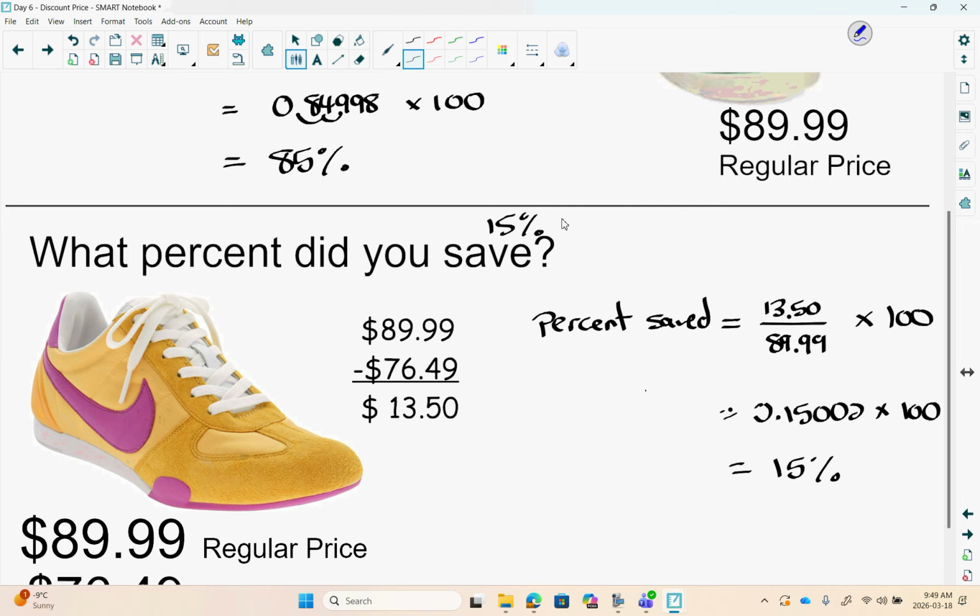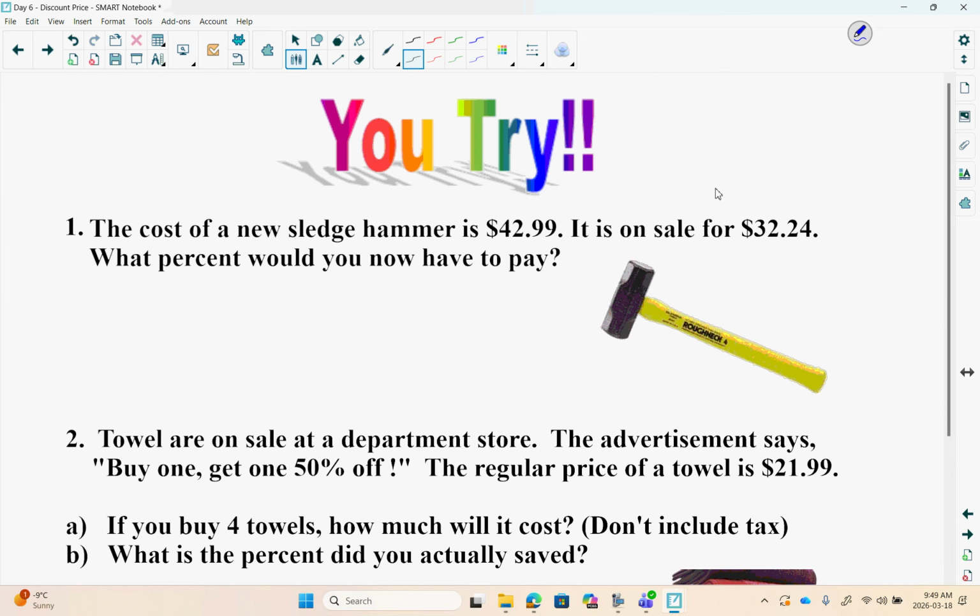Everyone okay with that? All right, just a couple of examples, 2 questions that we're going to finish with, and then you guys can have a worksheet. So here we go. Question number 1. It says the cost of a new sledgehammer is $42.99. It is on sale for $32.24. Steal of a deal. What percent would you now have to pay? So this question is exactly like the problem we just talked about. Only we're not saving on sneakers, we're saving on a sledgehammer. We're into busting stuff.